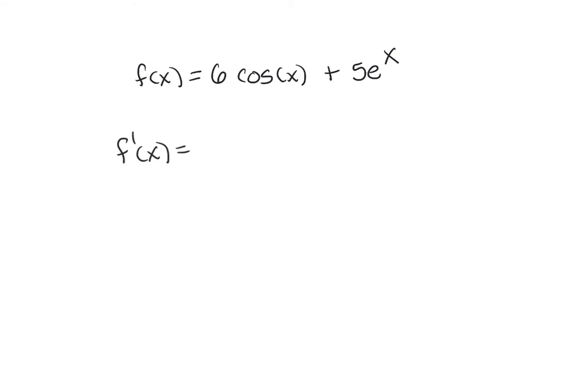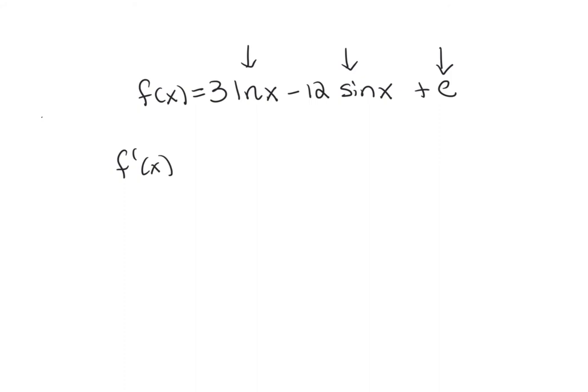Okay, so now we're going to put these all together and practice taking derivatives. Let's look at f of x equals 6 cosine x plus 5e to the x. Let's take the derivative of f. The derivative of the first term: cosine goes to negative sine, so that would be negative 6 sine x, plus the derivative of e to the x, which is just e to the x. So plus 5e to the x. There's your derivative.